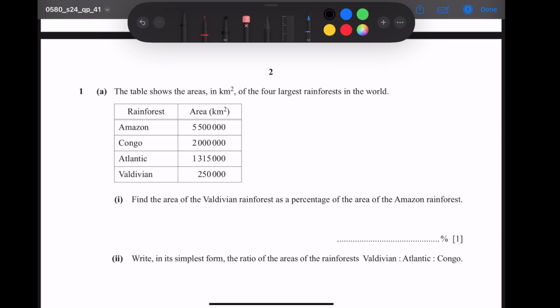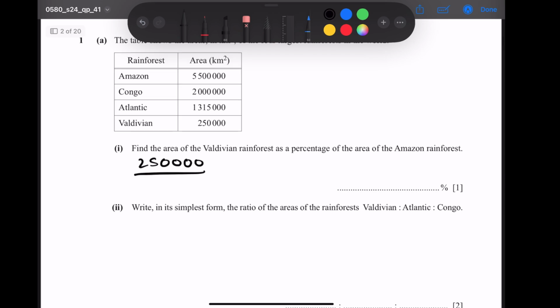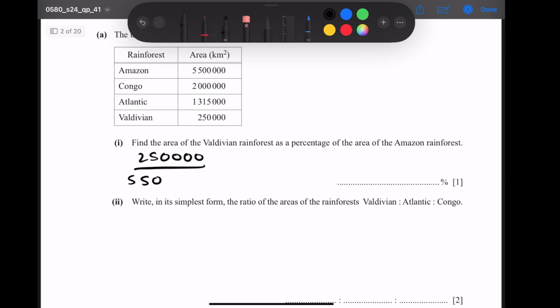So in this case, the Valdivian rainforest is equal to 250,000. And we divide this by the Amazon rainforest, which is 5,500,000. Now you multiply this value by 100 to convert it to a percentage, as you can see over here. And the final answer when rounded to 3SF would be 4.55.